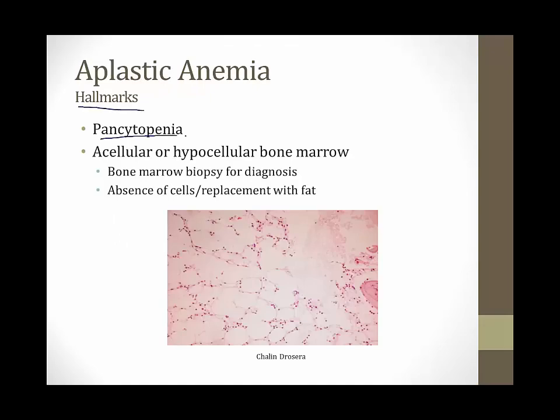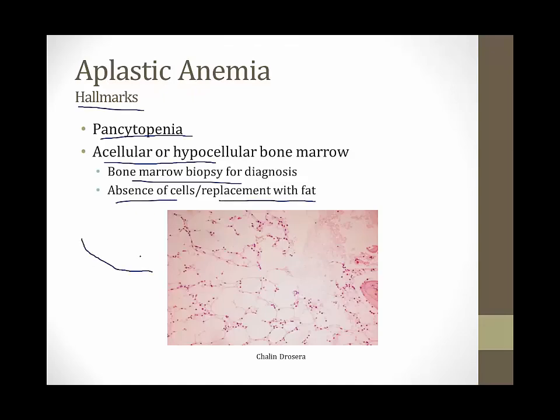First of all, there is pancytopenia, but pancytopenia alone is not enough because there are many causes of pancytopenia. The second hallmark of aplastic anemia must also be present, and that is an acellular or hypocellular bone marrow. This is seen when a bone marrow biopsy is done for diagnosis. You will see an absence of cells and replacement with fat.